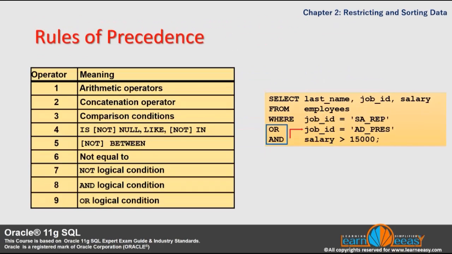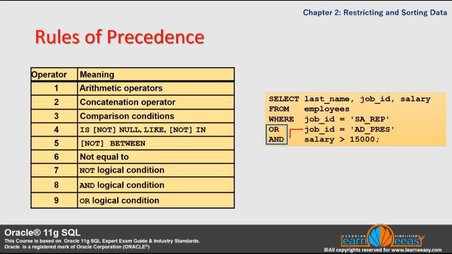Rules of precedence. The rules of precedence determine the order in which expressions are evaluated and calculated. The table lists the default order of precedence. You can override the default order by using parentheses around the expressions that you want to calculate first. Example. SELECT last_name, job_id, salary FROM employees WHERE job_id = 'SA_REP' OR job_id = 'AD_PRES' AND salary > 15,000.